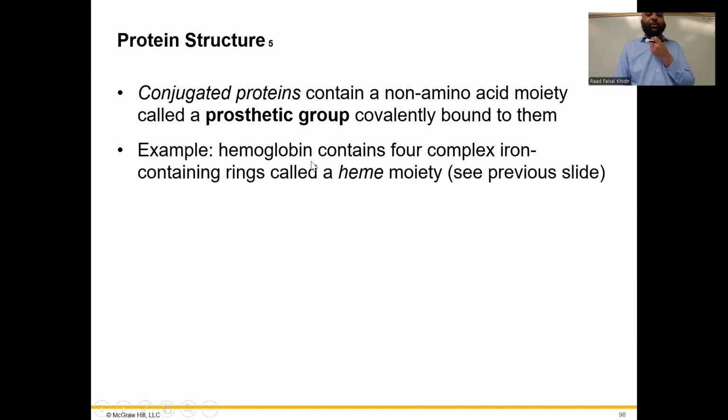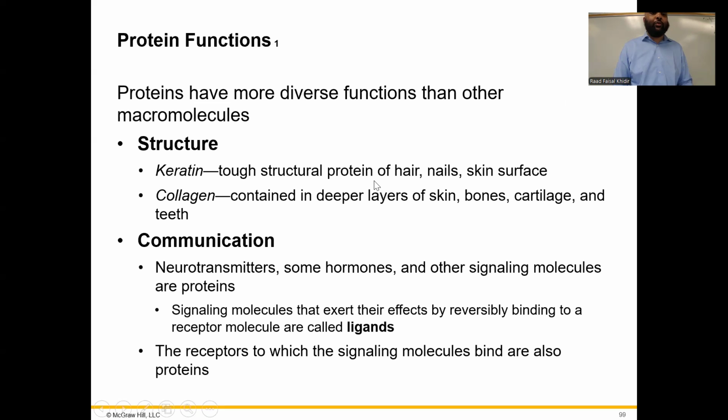So conjugated proteins contain a non-amino acid known as a prosthetic group, like the iron in hemoglobin. An example would be hemoglobin, which contains 4 complex iron-containing rings known as heme. So we don't just have proteins; sometimes we have a moiety, an extra group known as the heme group.